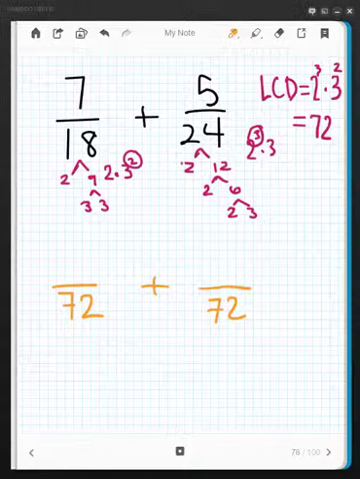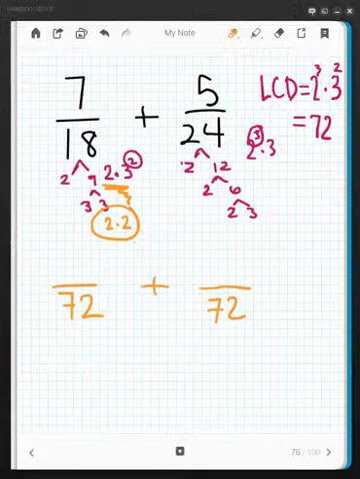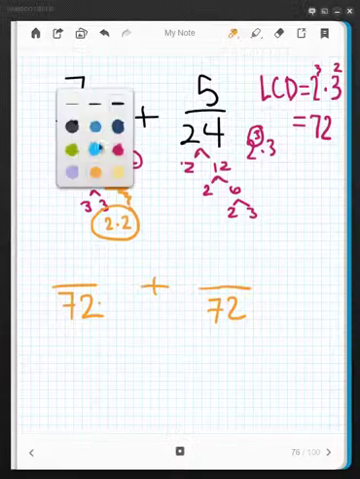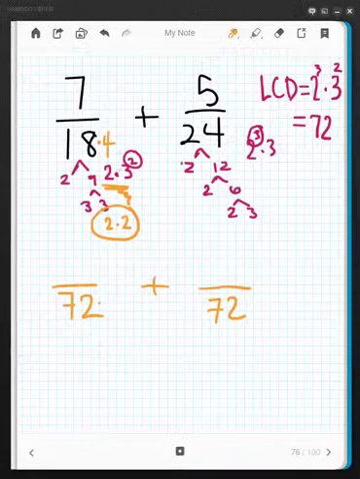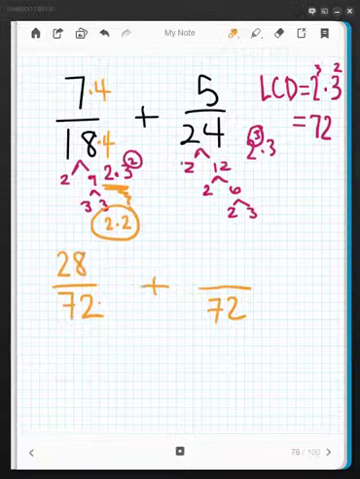So 72 is my new denominator. I have 18 times what equals 72? Well, if you find that really hard, don't get all freaked out. Come and look at your prime factorization. I already have one 2. How many more 2's to get 3? Well, that would be 2, right? So I would have 2 times 2 more, and I've already got the 3 squared, so that's what I have to multiply by, 4. So if I multiply 18 by 4, I'm going to get 72. So 4 times 7 gives me my new numerator here.